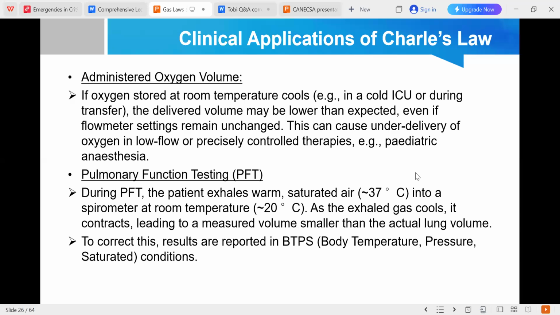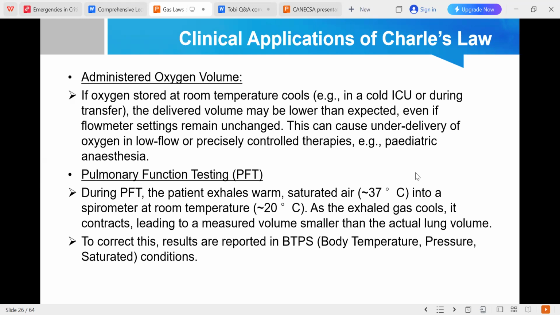All right. And this becomes very important, especially during low flow anesthesia or during precisely controlled therapies, especially pediatric anesthesia. So you need to understand the impact of temperature on the volume of oxygen that is delivered from your cylinder. It does not rely only on the flow rate, but on the temperature change.